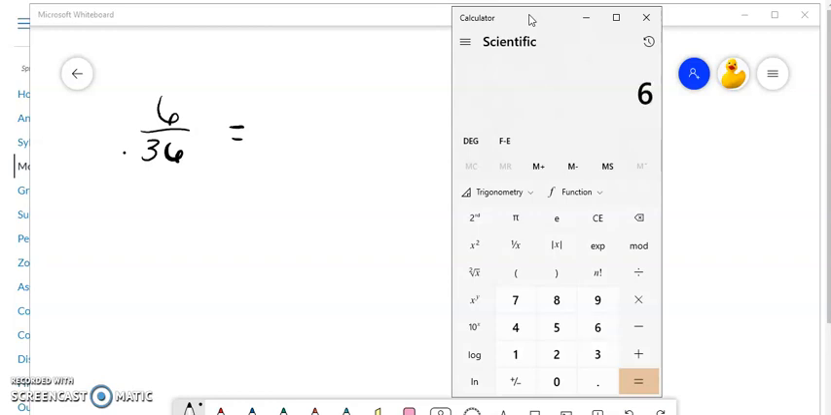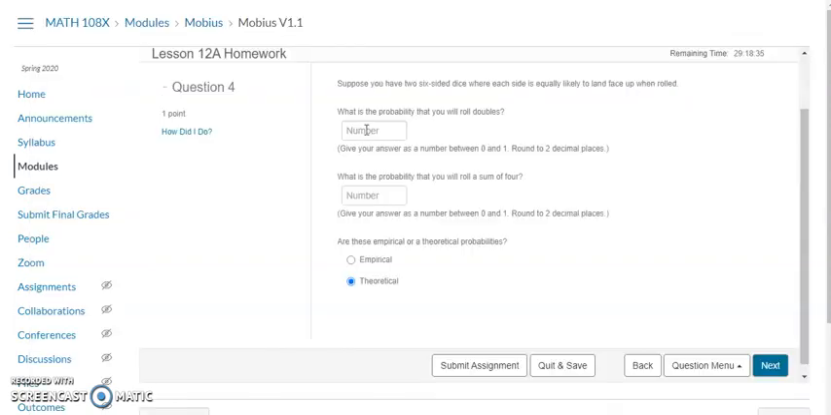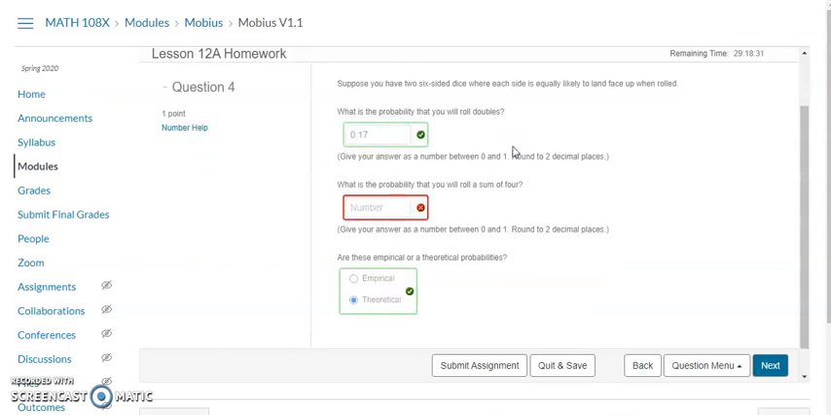It did say it wanted this as a number between 0 and 1, a decimal, and so dividing that out gives us a long repeating decimal, and I think it wanted 2 decimal places. It did mark this correct for me if I put it in as 0.17 as that probability. I don't know if there was just some rounding or something going on that was causing issues there.